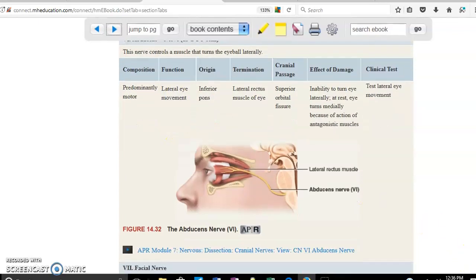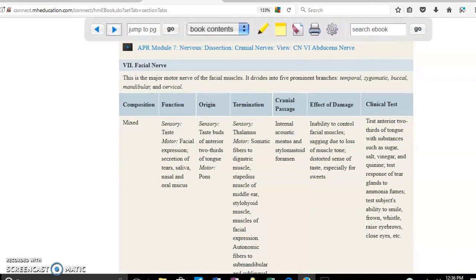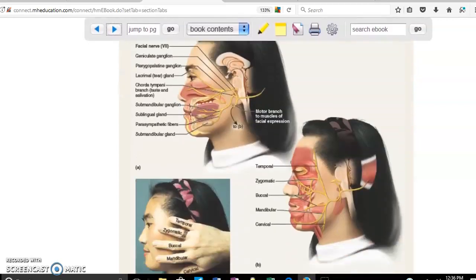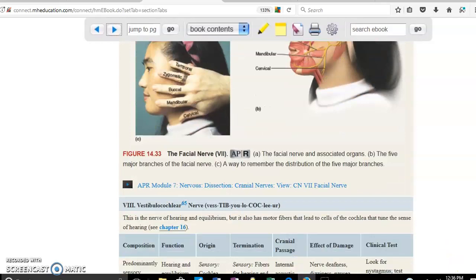So cranial nerve number 7 is facial. It's considered mixed because it helps you taste, but it also moves a lot of muscles that you have in your face. It has several branches. In particular, it actually has 5 branches, as you can see here. They're going to be temporal, zygomatic, buccal, mandibular, and cervical. So facial nerve is mixed.